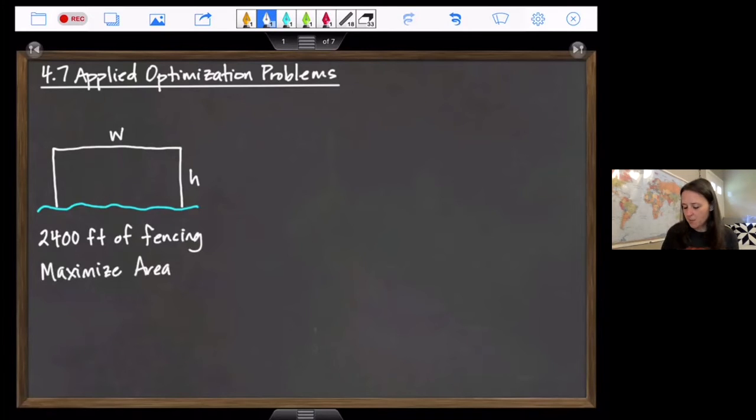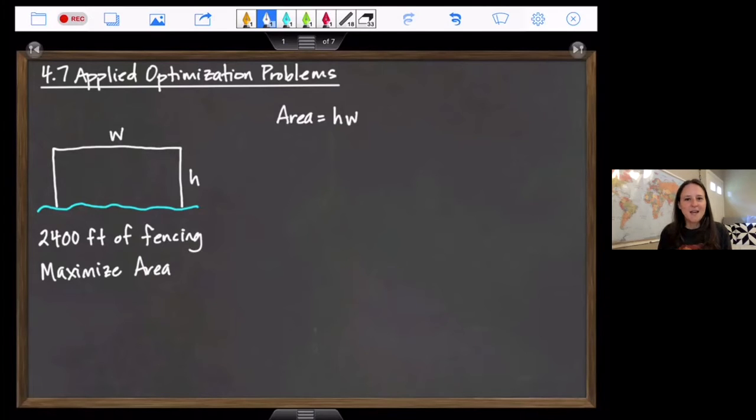So I want to be able to come up with a formula for area. And we have an easy formula for area. We usually think of that as length times width. In this case, that's going to be H times W. And the trouble here is that I don't know how to take the derivative of a formula that's got 2 variables in it, right? That H and W can be anything that they want to be. Well, they can sort of be anything that they want to be.